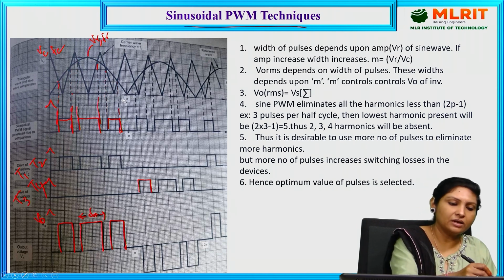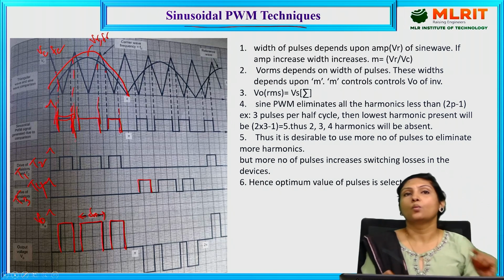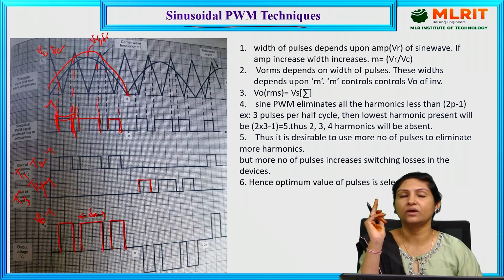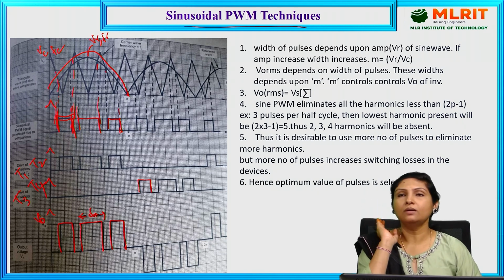See, if we can increase the amplitude of the sine wave, in that case the amplitude of the pulses which are being generated will be wider when compared to that of the previous case. So that is the thing. By varying the amplitude of the sine wave, we can actually increase the pulse width of the pulses.